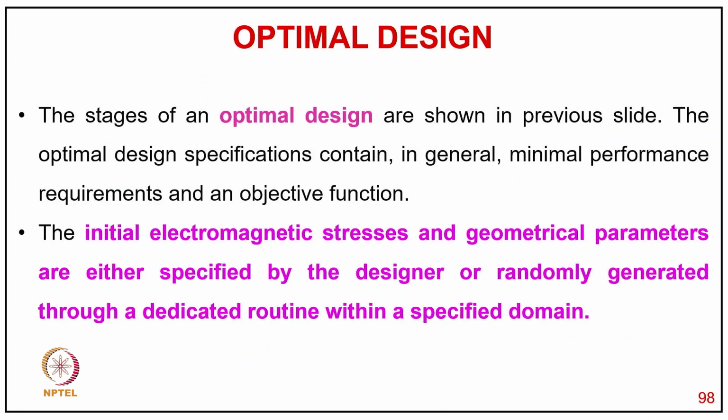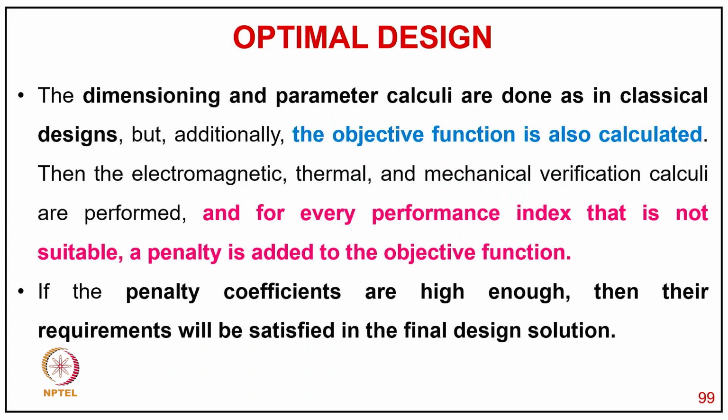So coming to the stages of optimal design as shown in the previous slide, the optimal design specification contains in general the minimum performance requirement and the objective function, and the initial electromagnetic stresses and geometrical parameters are either specified by the designer or randomly generated through a dedicated routine within the specified domain according to standard. So dimensioning and parameter calculation are done as in a classical design, but additionally the objective function is also calculated. Then the electromagnetic, thermal and mechanical verification calculations are performed, and for every performance index that is not suitable, a penalty is added to the objective function to avoid the unexpected design. If the penalty coefficients are high enough, then the requirements will be satisfied in the final design.